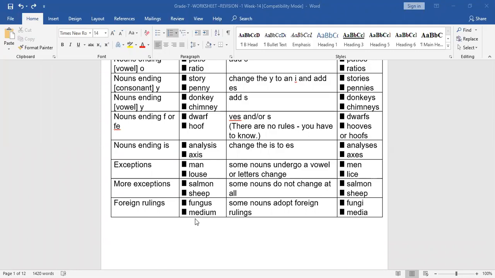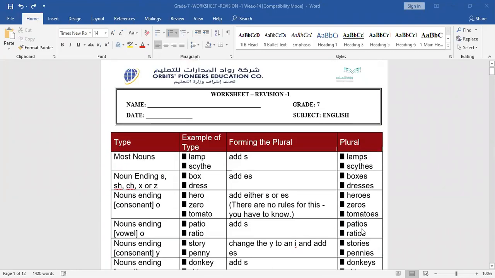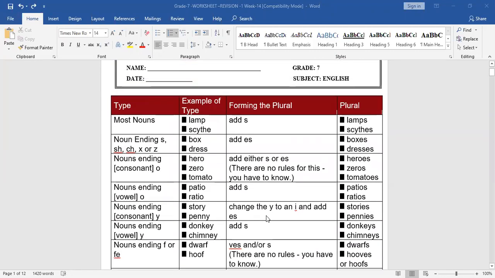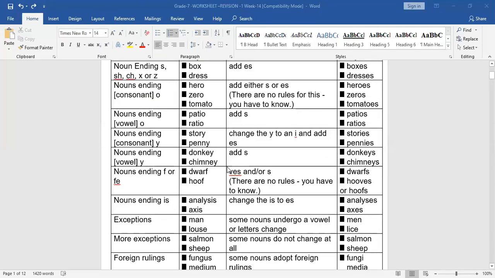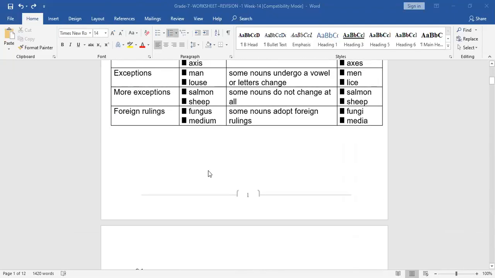Some nouns adopt foreign plural forms, like fungus, which becomes fungi, and medium, which becomes media. So these are some of the cases I have shared with you for making plurals of nouns. The most common case is to just add s, but there are exceptions where we add es, change o, change y and put ies, or change f and put ves.